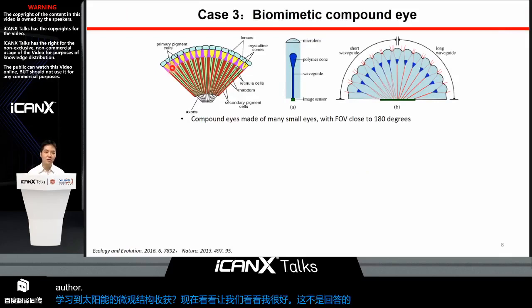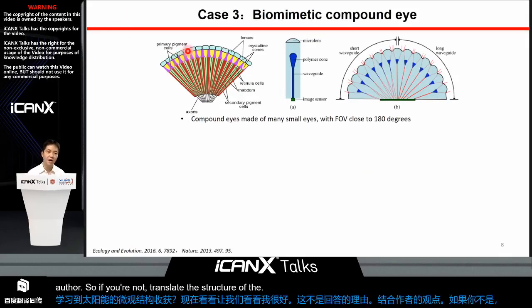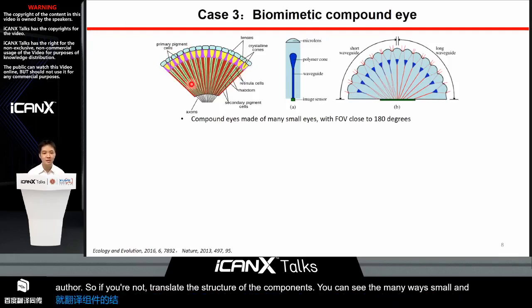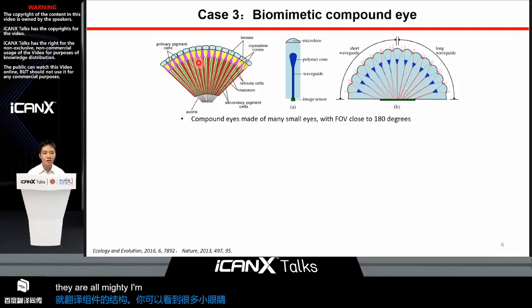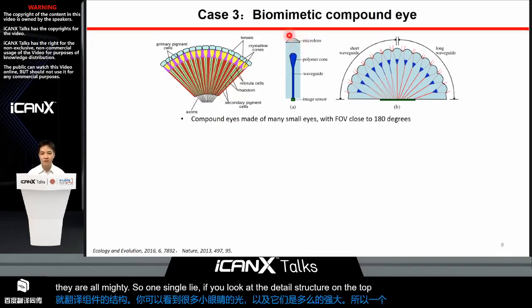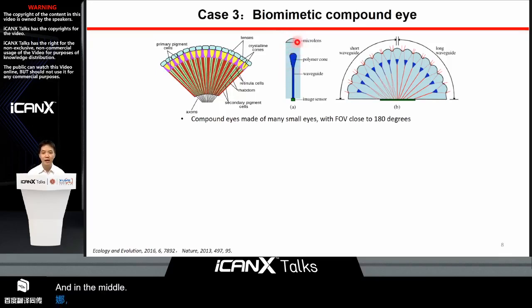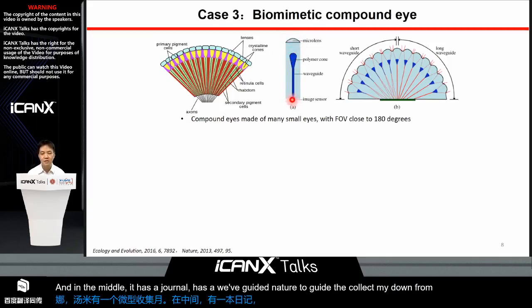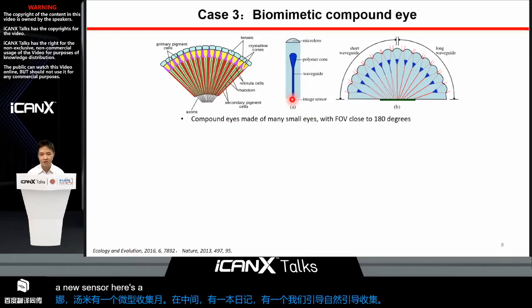So if you look closely at the structure of the compound eyes, you can see the many small eyes. We call that ommatidium. So one single eye, if you look at the detailed structure, on the top it has a microlens to collect the light, and in the middle, it has a channel. It has a waveguiding nature to guide the collected light down to the bottom. There's an image sensor, a photodetector. Okay, so keep in mind this structure.